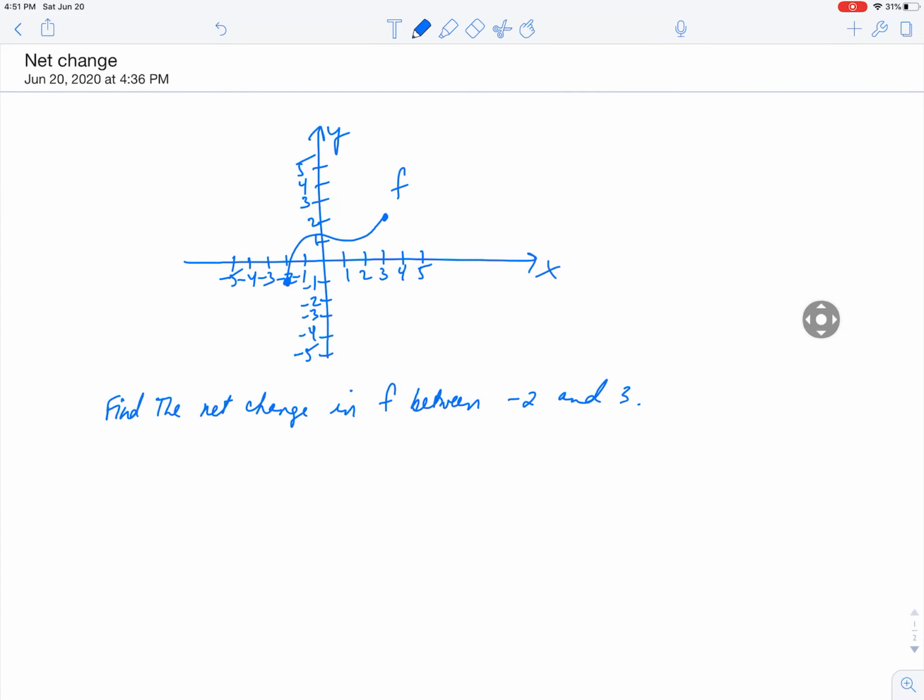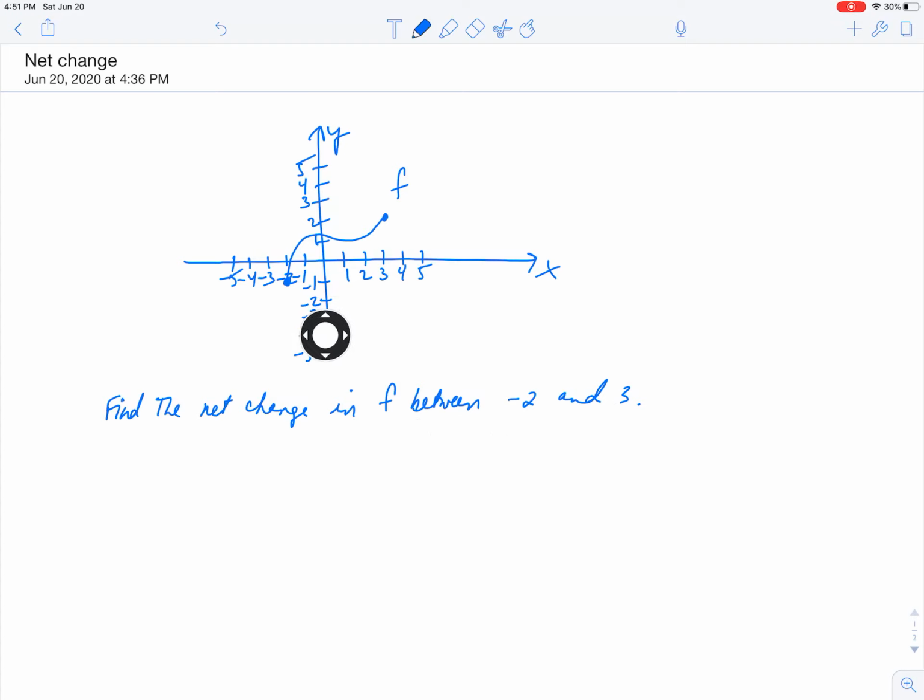Sometimes we are interested in calculating what's called the net change of a function between two values of x. So for example, let's say you were given this graph of f, and you're asked to calculate the net change in f between -2 and +3. The -2 and the +3 refer to values of x, so it's the net change in f between x is -2 and x is 3.